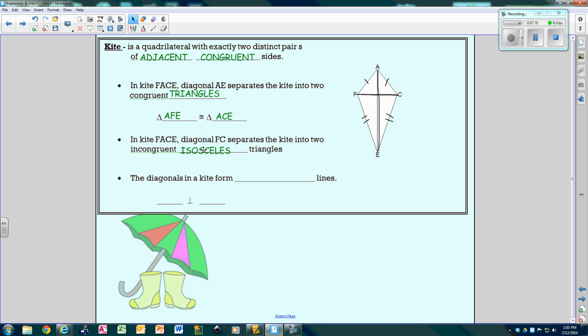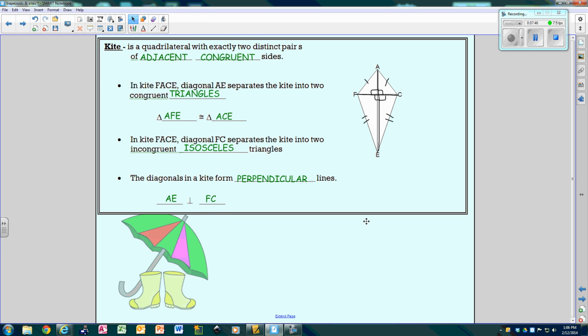So we have 2 incongruent isosceles triangles. We've got triangle AFC and triangle FCE. Now, the cool thing, the diagonals are perpendicular to each other. All the way around we have these little right angles, just like in our rhombus and in our square. So they are perpendicular. So then that means that AE is congruent to FC.